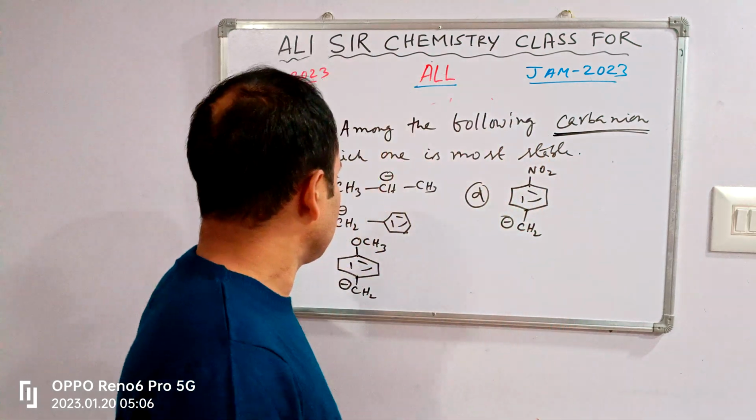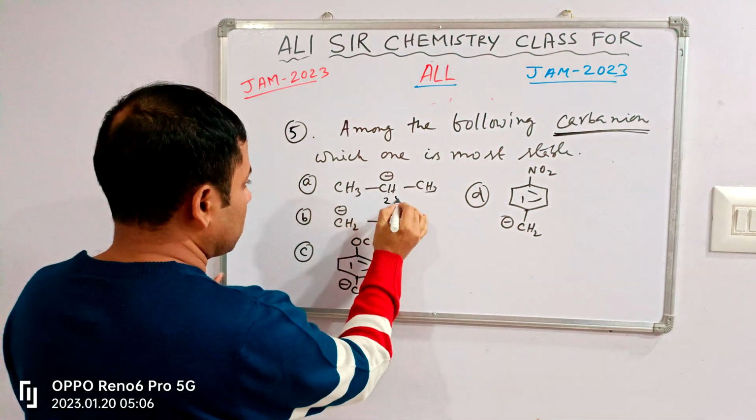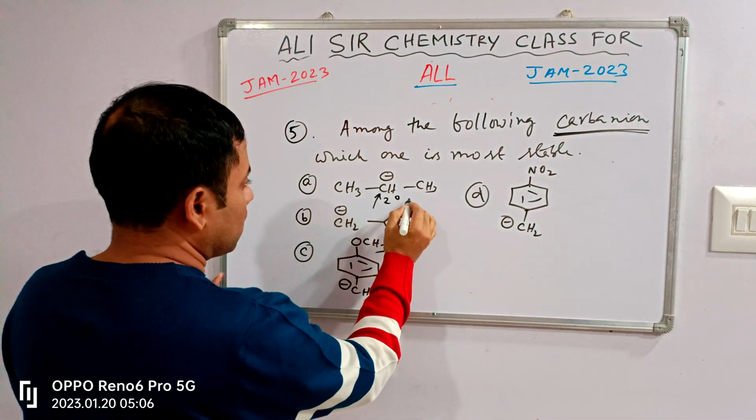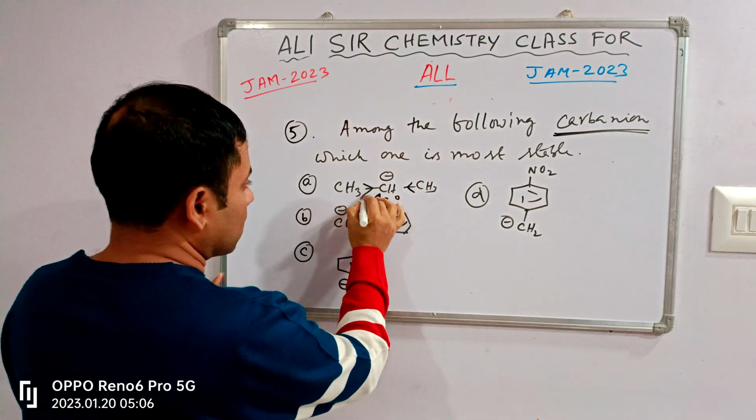Just see, the first one is a 2 degree carbanion, but here the methyl group has a plus I effect.